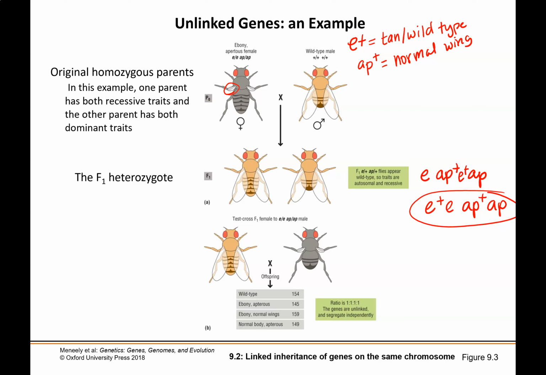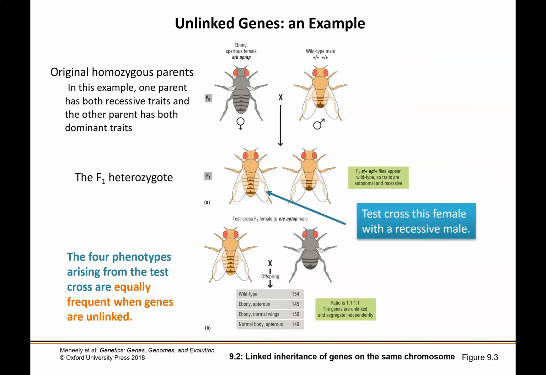Now we are going to cross one of these F1 individuals with a homozygous recessive or mutant fly. When we do this, remember these are unlinked genes, we see a ratio of roughly 1 to 1 to 1 to 1. This means that the genes are unlinked and segregate independently.